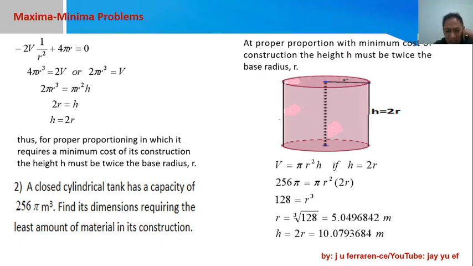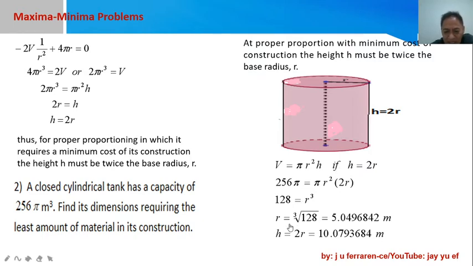Now, we are given a volume, and we know that the volume is equal to pi r squared h. In proper proportioning, h is equal to 2r, so my h is now replaced with 2r. So, my equation will only involve r, and you can solve for that. Now, pi is out, and I have r cubed. Dividing by 2, I have 128 equals r cubed.